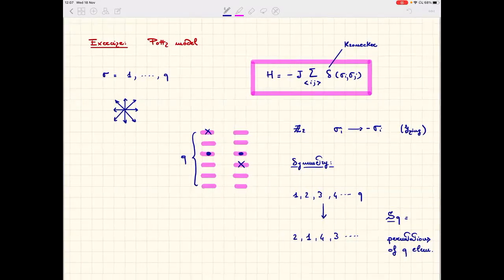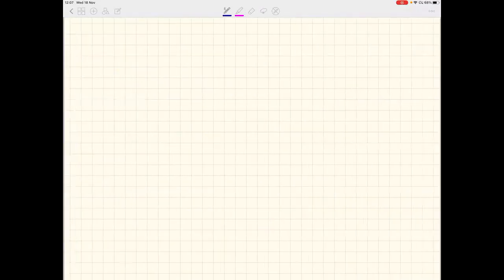All right, so now what do we want to do? We want to compute the partition function for this Potts model. The partition function is going to be the sum over all configurations of e to the beta J sum over i from 1 to n minus 1 of delta sigma i, sigma i plus 1.